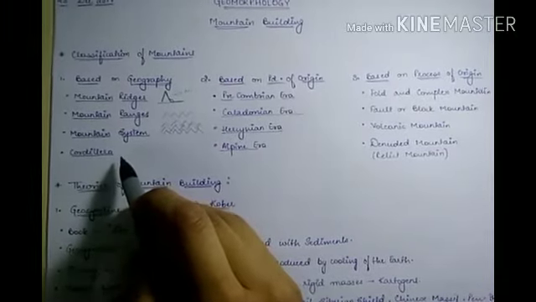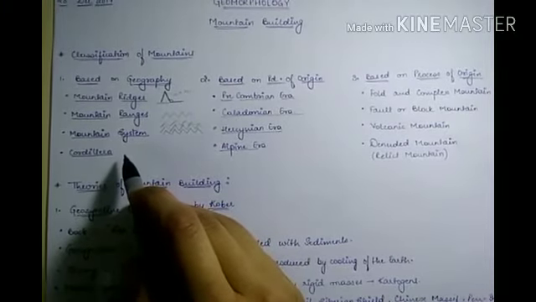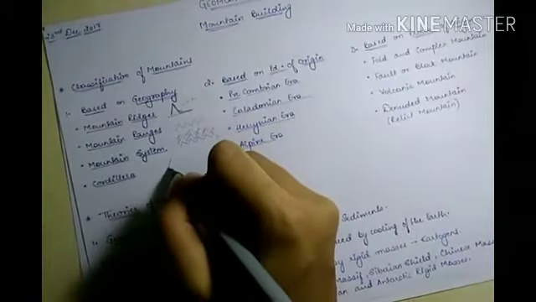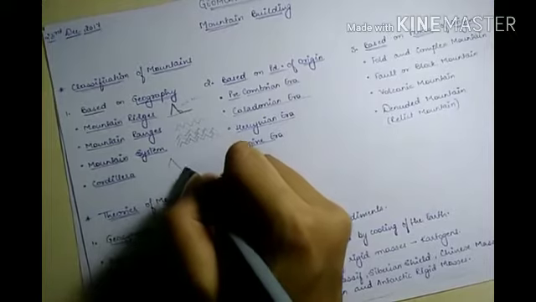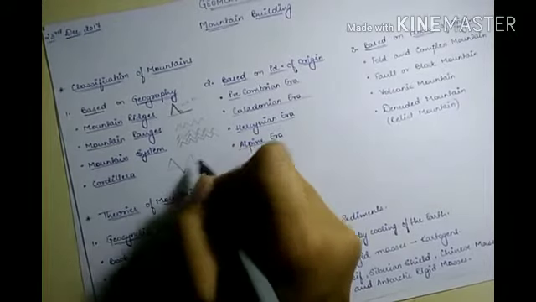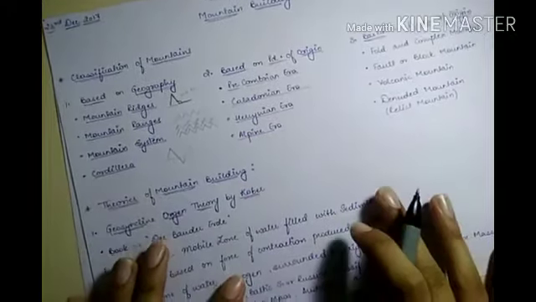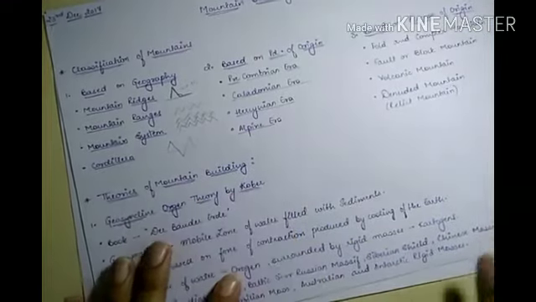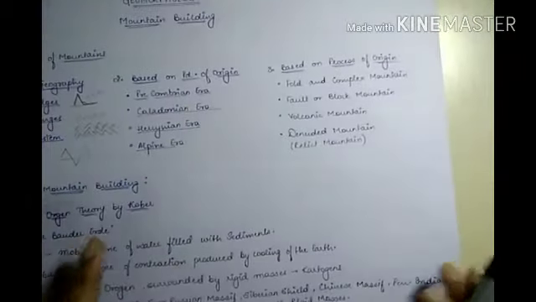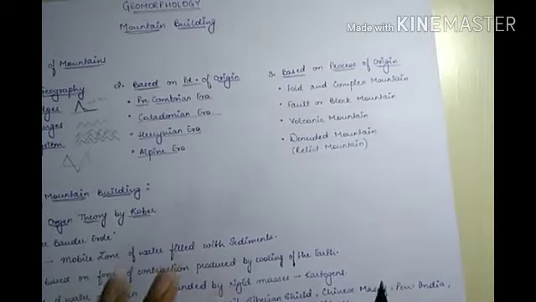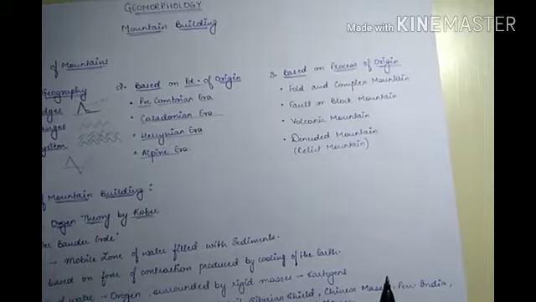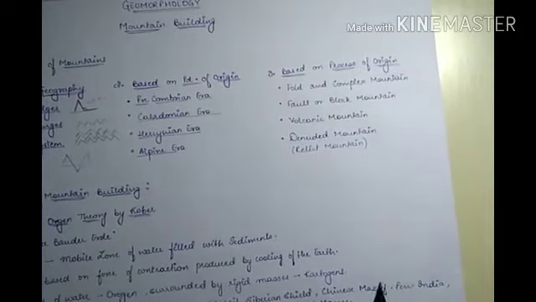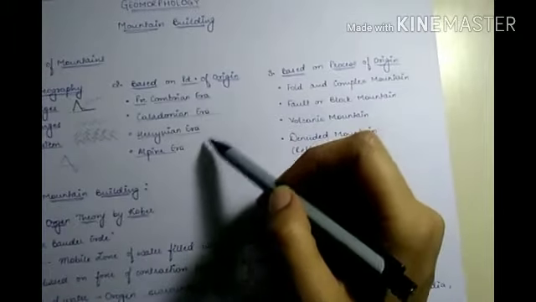Cordillera is a series of parallel mountains lying across one another. It includes valleys as well as ridges. So this whole system is cordillera. The example of cordillera is the Andes in South America. Now the next classification is based on the period of origin. On the period of origin, we have classified mountains into four types again.